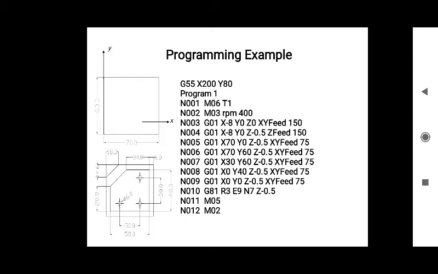Okay, now let us see the next block, that is N006 G01 X70 Y60 Z0.5 XY feed 75. Here you can see X70 is here. Now the tool position is over here. Now we want to cut in Y direction in this way. So the cutter should move from here to here. That means X70 and Y60.